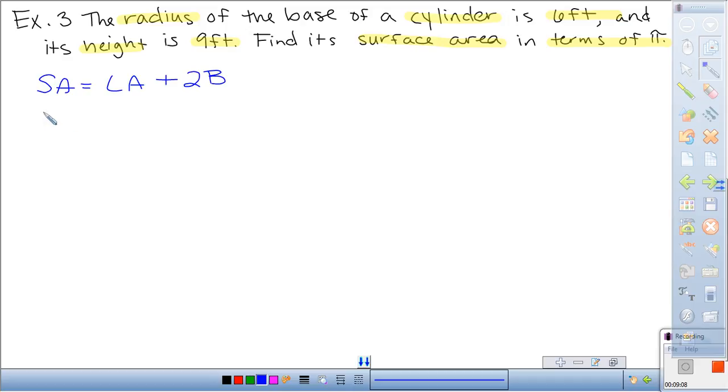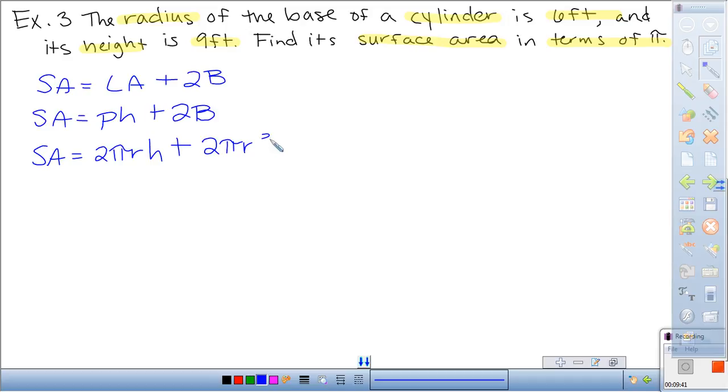Now let's get a little more detailed. I know that surface area is, now lateral area, we just found out a little earlier on in this video that lateral area is the same as the perimeter of the base times the height of the prism plus 2 times the area of the base. Now I'm going to make it specific for cylinders. Surface area equals perimeter of the base, we found out, is circumference, which is 2 pi r, times the height plus 2 times the area of the base, and the area of a circle is pi r squared.